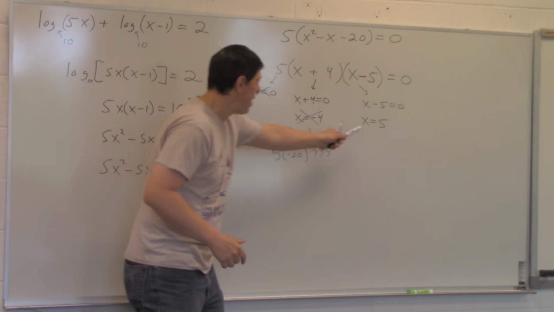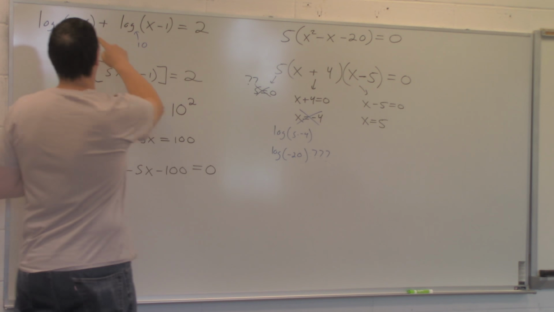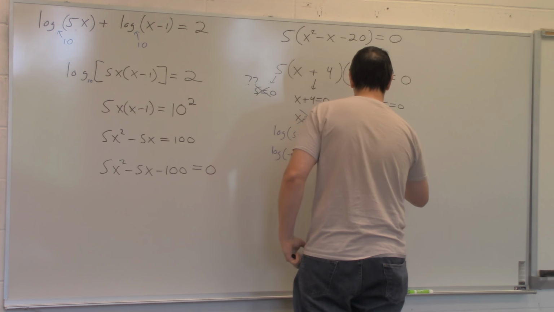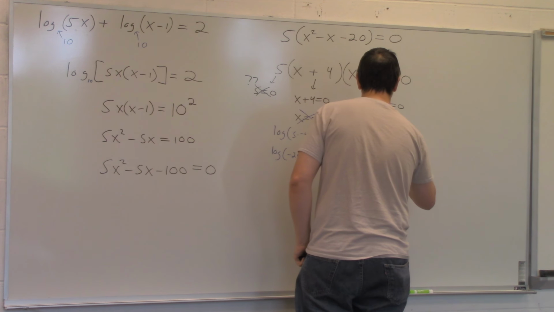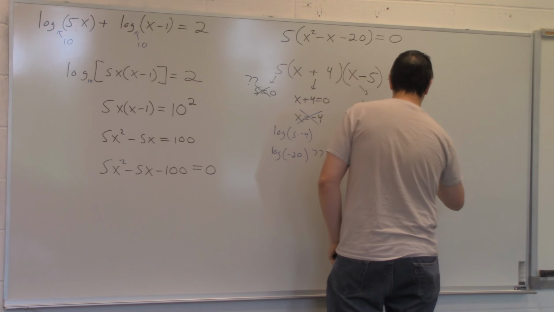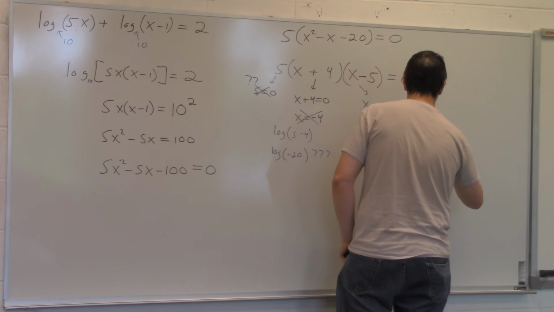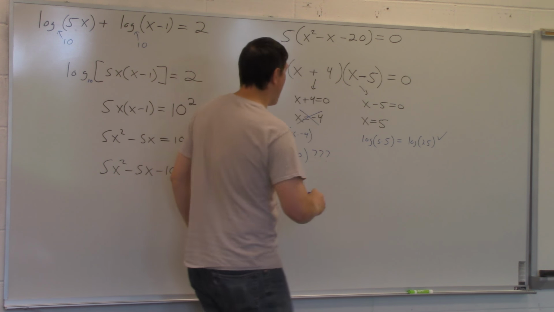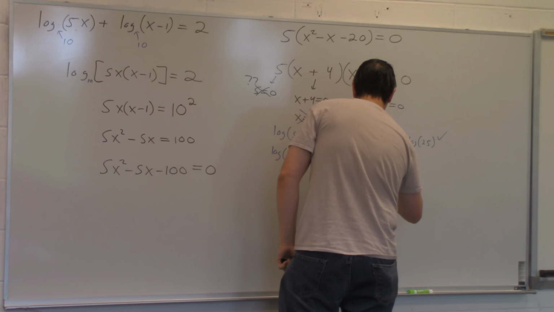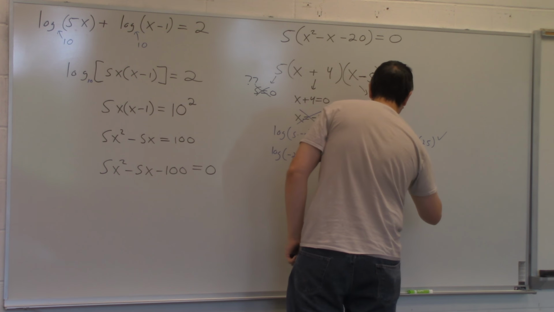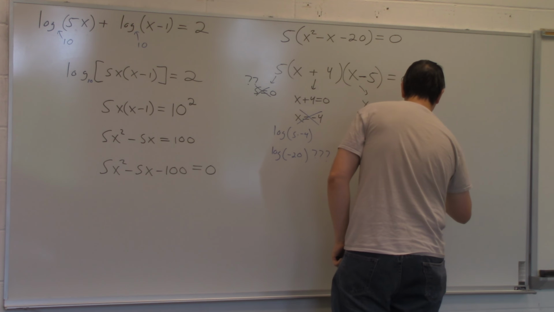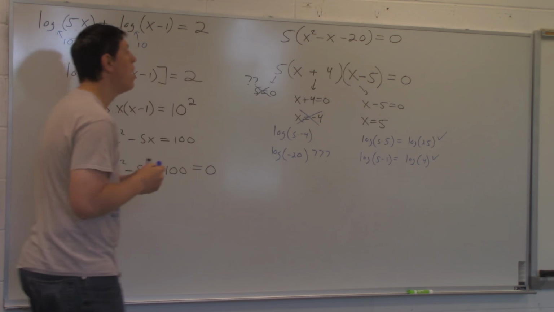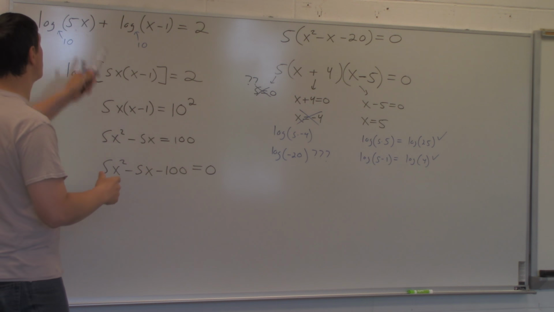But 5 is okay, because if I substitute 5 back in, I get log of 25. So this would become log of 5 times 5, which is log 25, and that's okay. We can have a positive logarithm. And if I substitute back in here, log of 5 minus 1 equals log of 4, and that's okay. So that's the way to check the answers.